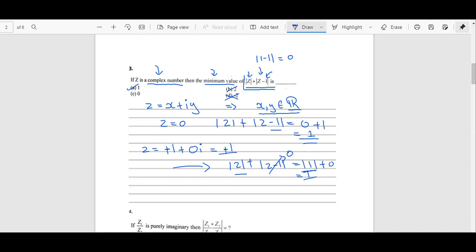We have tried taking z equals 0. We have tried taking z equals 1. If we try taking z equals minus 1, our value would be even more, right? So this means that 1 is the minimum value, which would be the option.